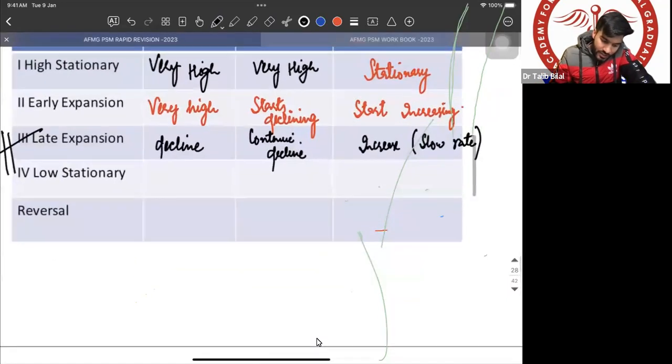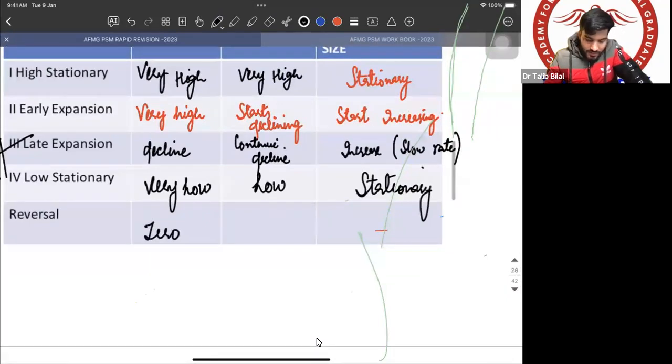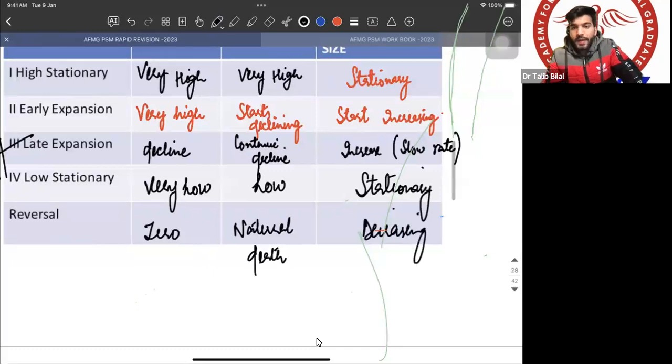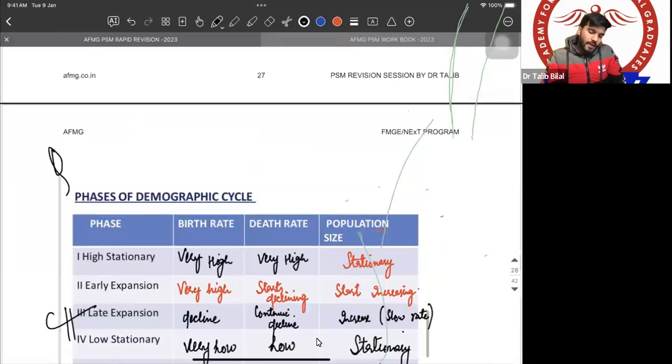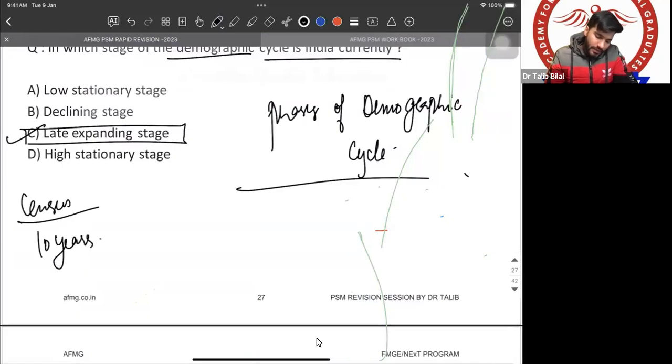Then low stationary. Everything is low: very low birth rate, low death rate, and the population is stationary. Then the reversal: birth rate is almost zero, deaths are just natural deaths, and the population will be decreasing. So those are the phases of the demographic cycle, an important one. India is in the late expanding stage.